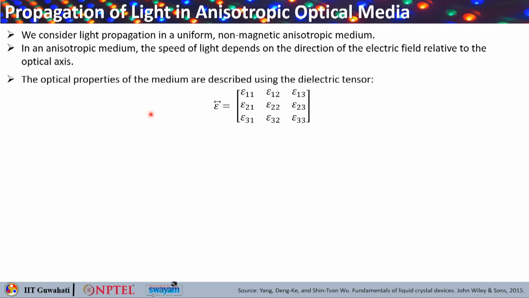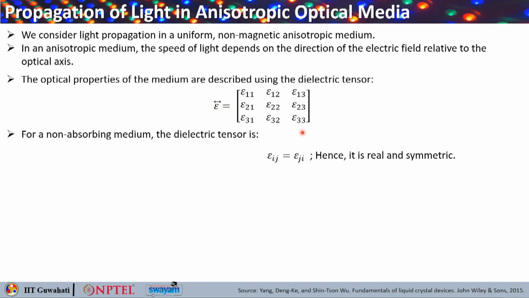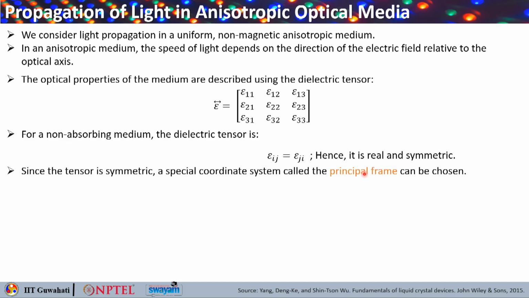And how do you define the optical property of any medium? You can use the dielectric tensor, which looks like this, epsilon in the tensor form. So you have this 3 by 3 matrix that basically gives you all the components. So if you have a non-absorbing medium, the dielectric tensor will have these properties, that epsilon ij will be equal to epsilon ji. That means they are real and symmetric.